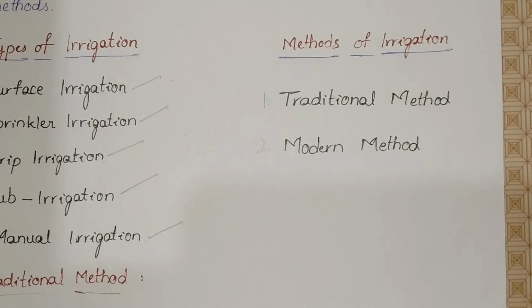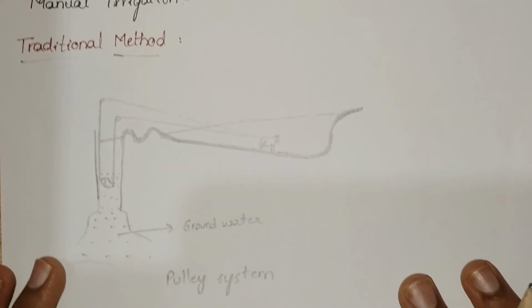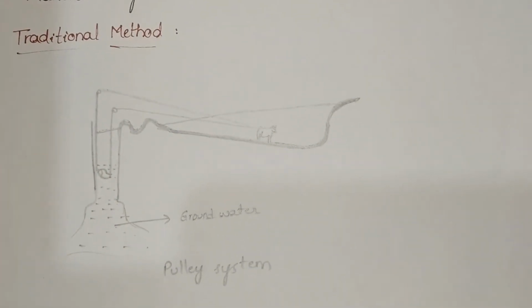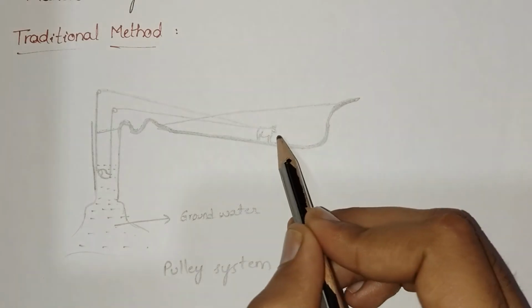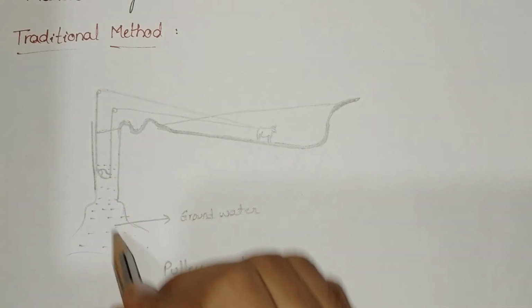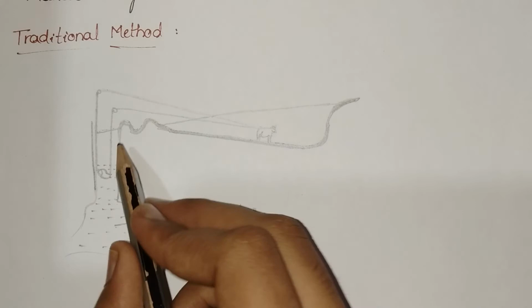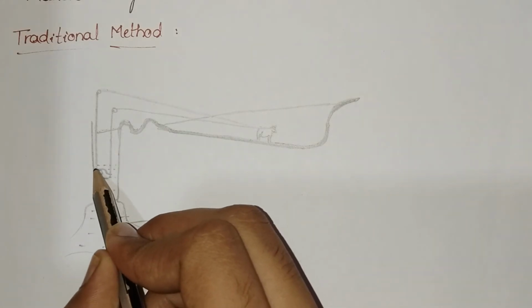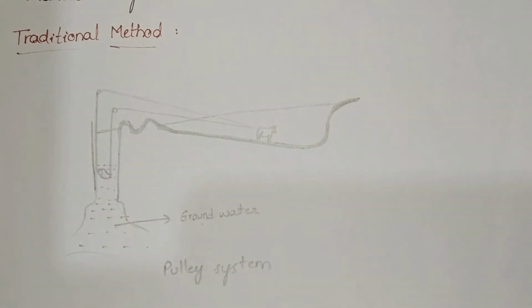First of all, we can talk about this traditional method. In this diagram, this is bullocks, the groundwater. This is a bag which contains water. In this method, irrigation is done manually.